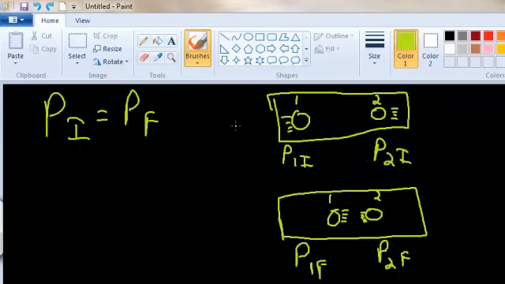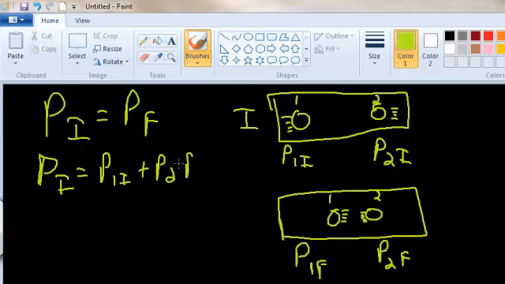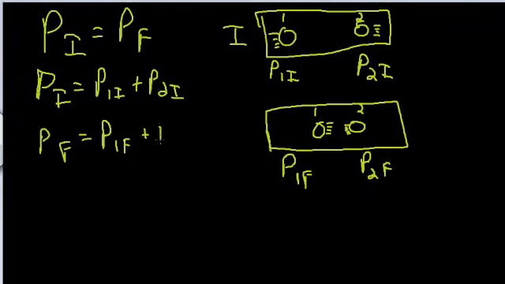The initial momentum of this system here, remember this is our initial, is the momentum of this ball and the momentum of this ball summed together. In other words, the initial momentum is equal to the momentum 1 initial plus the momentum 2 initial. Likewise, down here, the momentum final is equal to the momentum of ball 1 and its final momentum plus the momentum of ball 2 and its final momentum.